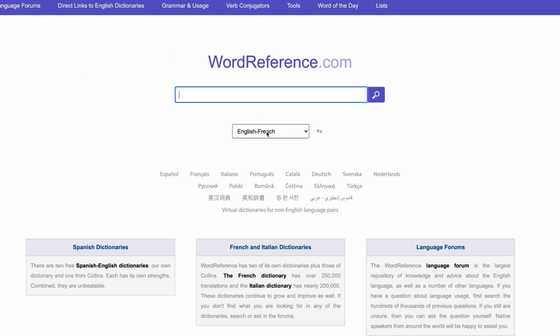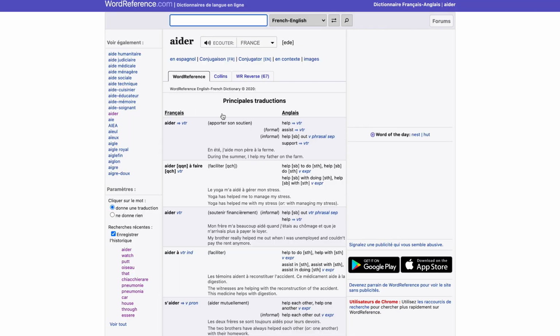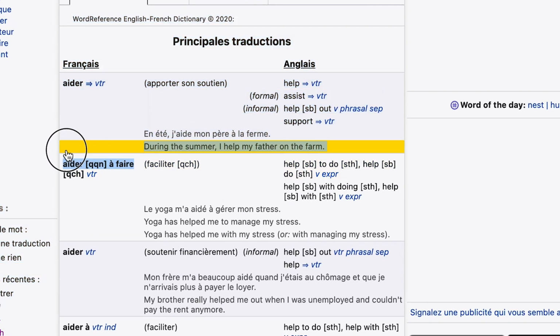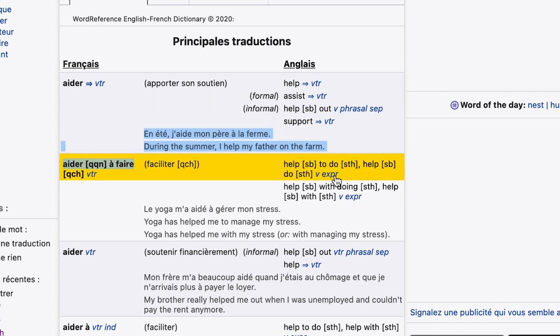The best way to identify a direct or indirect object is to use a dictionary, like wordreference.com. Whenever you look up a verb, it will normally list the verb in this format, where it says if you need à in front of an object. For example, aider is listed as aider quelqu'un à faire quelque chose.